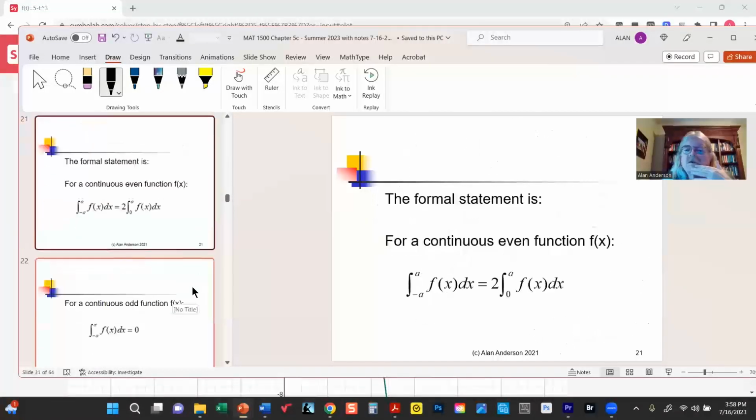So for a continuous even function integrated from negative a to a, we can simply rewrite it as 2 times the same integral over the interval 0 to a.